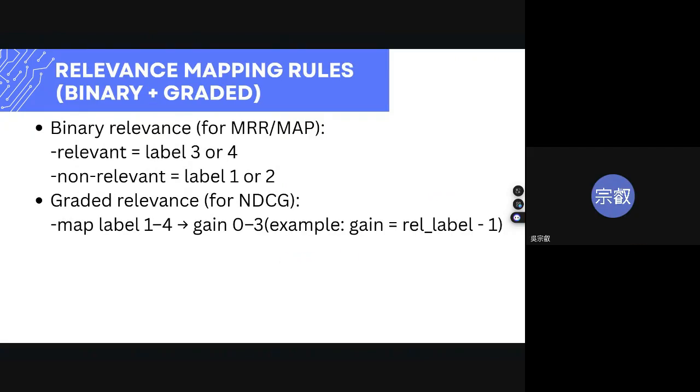And finally, we define the relevance mapping rules used by our metrics. For binary relevance metrics like MRR and MAP, we treat labels 3 and 4 as relevant and labels 1 and 2 as non-relevant. For graded relevance in NDCG, we map labels 1 to 4 into gains 0 to 3, for example, using gain equals label minus 1. And that's all for my part.